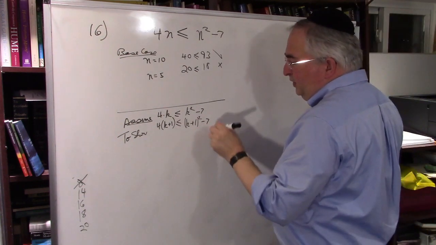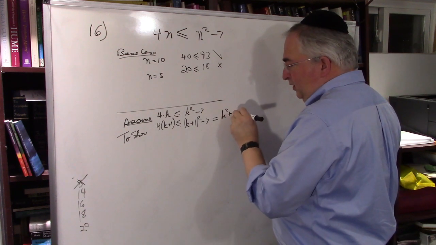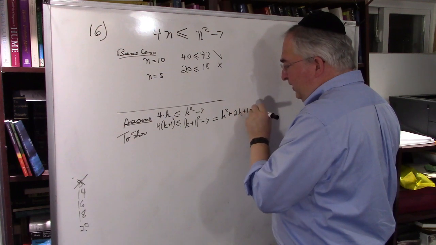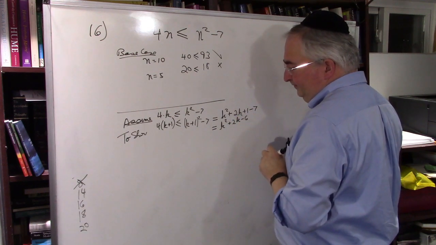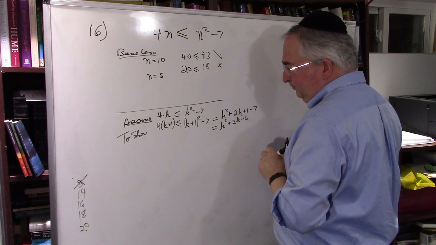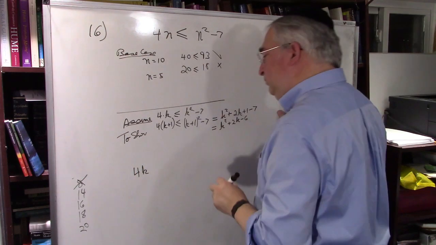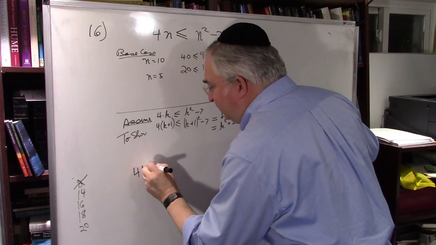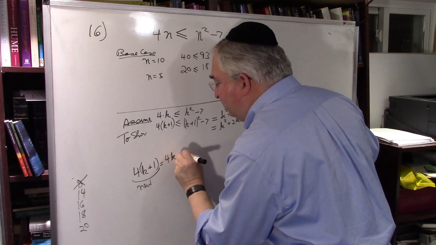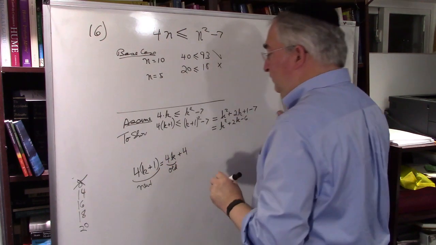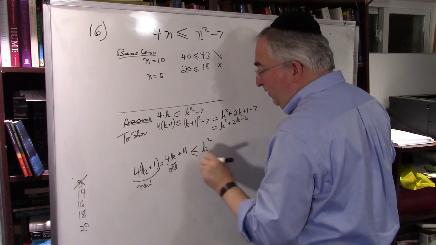Okay, I just want to work this out because we're going to need it. This is going to be k squared plus 2k plus 1 minus 7, which equals k squared plus 2k minus 6. Okay, great. So let's look at this. 4 times k plus 1 is equal to 4k plus 4, this is the new, this is the old. By assumption, this is less than or equal to k squared minus 7 plus 4.